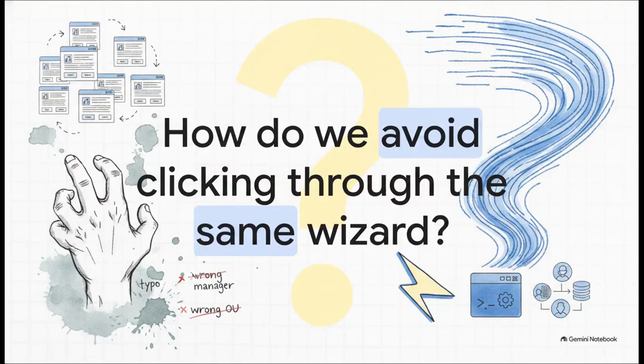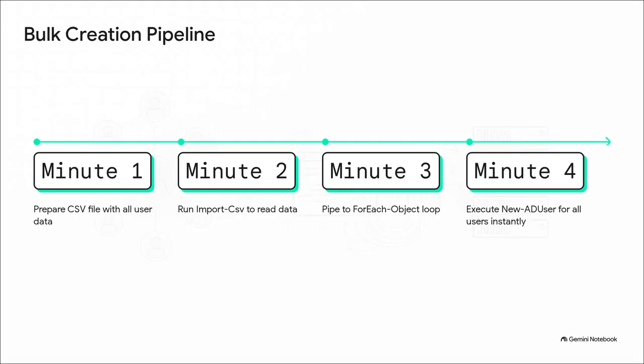Doing a task once in a GUI is totally fine. Doing it 100 times? That is a nightmare where human error absolutely thrives. You're going to make typos, you'll assign the wrong manager, or put someone in the wrong OU. This is exactly where PowerShell transitions from just a handy tool to an absolute, non-negotiable necessity. To solve this, we can actually build a continuous pipeline. It turns an hours-long, tedious chore into a 4-minute automated triumph.